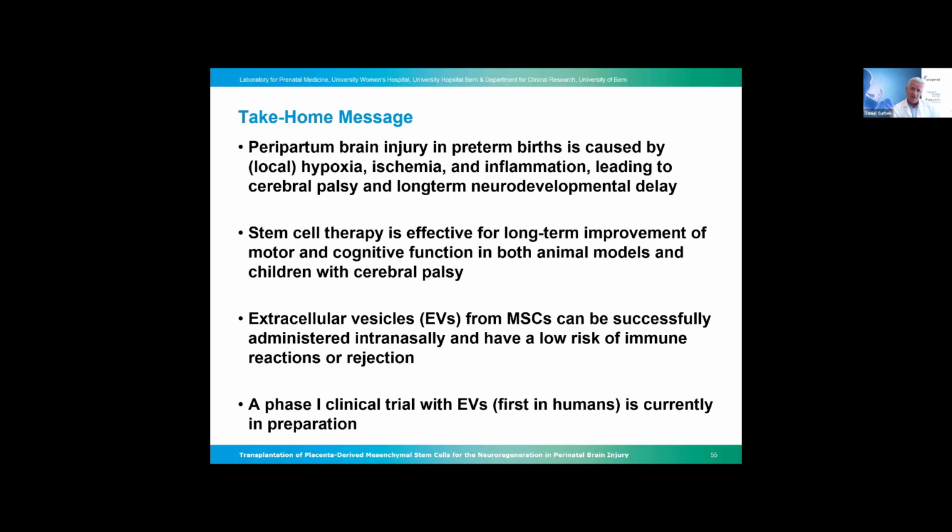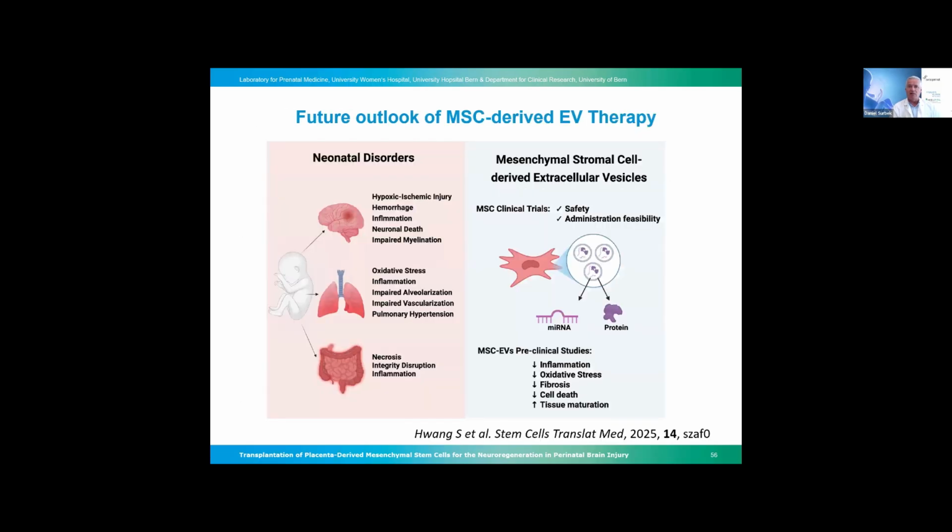I've shown you that stem cell therapy is effective for long-term improvement of motor and cognitive function in both animal models as well as children with cerebral palsy. Extracellular vesicles from MSCs can successfully be administered intranasally and have a low risk of immune reaction and rejection. And the phase 1 clinical trial with EVs, first in human, I showed you, is currently in preparation.